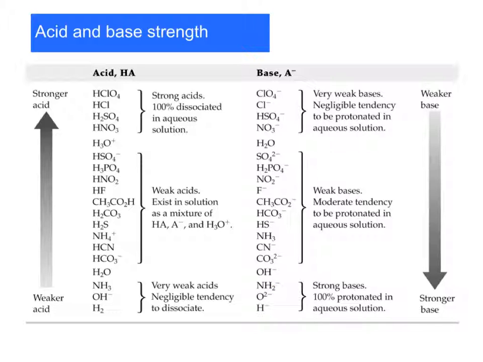And what you'll notice is that each of these are conjugate acid base pairs. So HClO4 is the acid form, and ClO4− is the conjugate base. So the stronger the acid is, the weaker the conjugate base is going to be, and the stronger the base is, the weaker the conjugate acid is going to be. So this relationship is inverse.